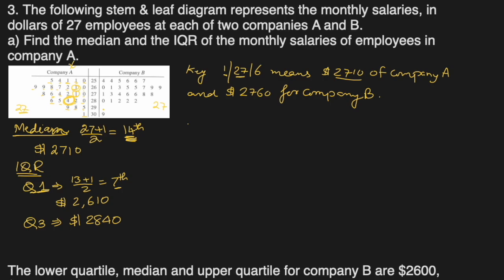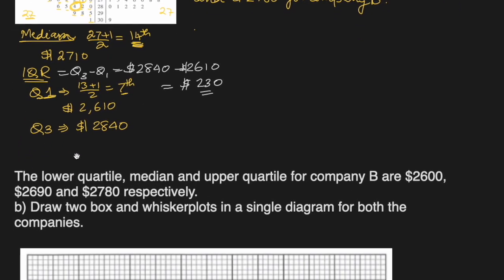So because we were about to find IQR, IQR is Q3 minus Q1. So in this case Q3 is 2840 minus Q1 is 2610, which comes out to be dollars, how much? 230. That's the interquartile range.